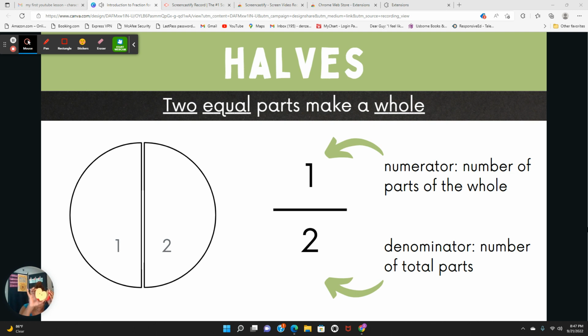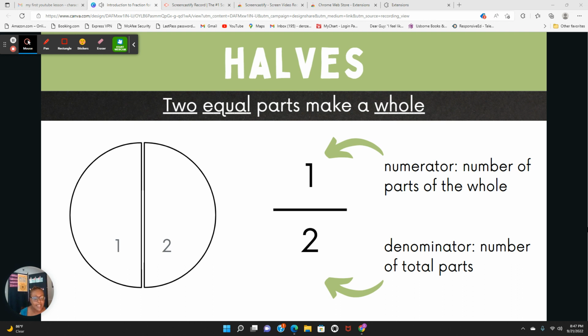Okay? And the 1 would be my numerator. That is the number of parts that I have. Okay? So in this 1/2, the fraction 1/2, and you always write a fraction with a line in the middle, all that means is that you're dividing or splitting it. So I'm splitting 1 out of 2 equal parts. I'm sharing 1 out of 2 equal parts.